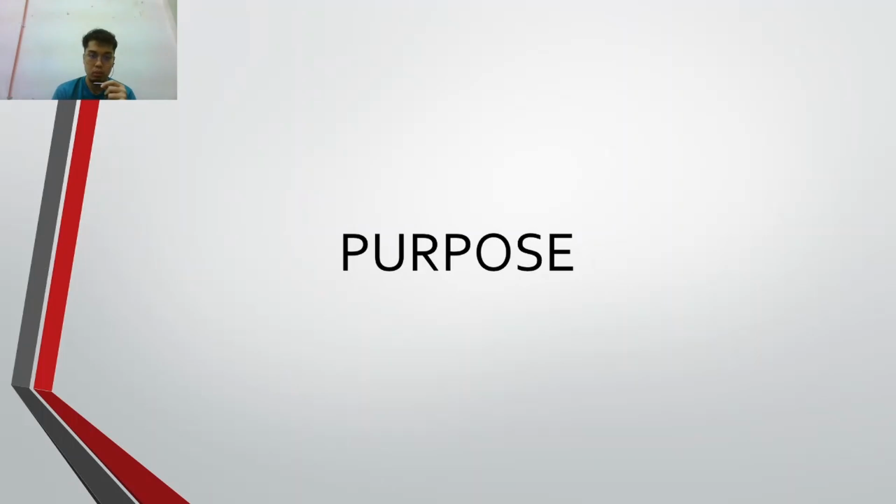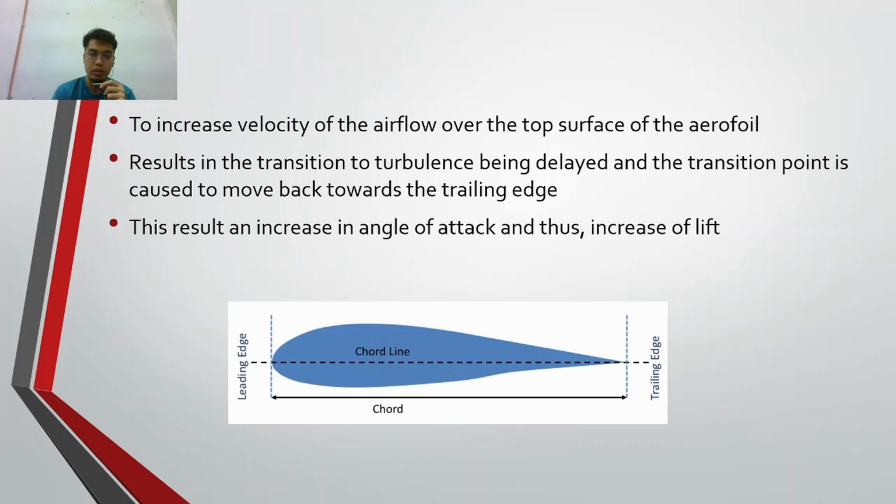So now we will go to the purpose of the leading edge devices. The purpose of leading edge devices is to increase the velocity of the airflow over the top surface of the aerofoil. This results in the transition of turbulence being delayed, and the transition point is caused to move back towards the trailing edge, and this results in an increase in angle of attack and thus an increase in lift. As you can see from the photo there, the leading edge is located at the front of the wing.